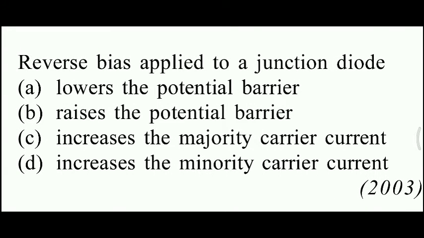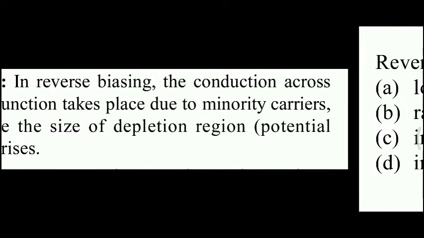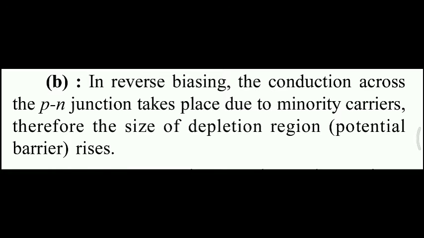Reverse bias applied to a junction diode: lower the potential barrier, raise the potential barrier, increase the majority carriers, increase the minority charge carriers. Yes, B is the correct answer. In reverse biasing, the conduction across the PN junction takes place due to minority carriers. Therefore, the size of the depletion region and potential barrier rises.